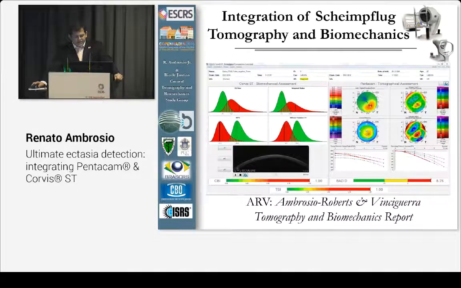This is the fellow eye, and you see from the Scheimpflug camera that it's easy to see the early change, even on the first measurement where you just have the thickness profile. And this is a very abnormal cornea.